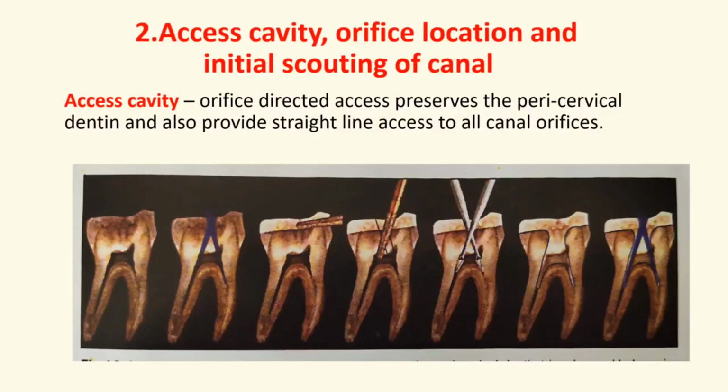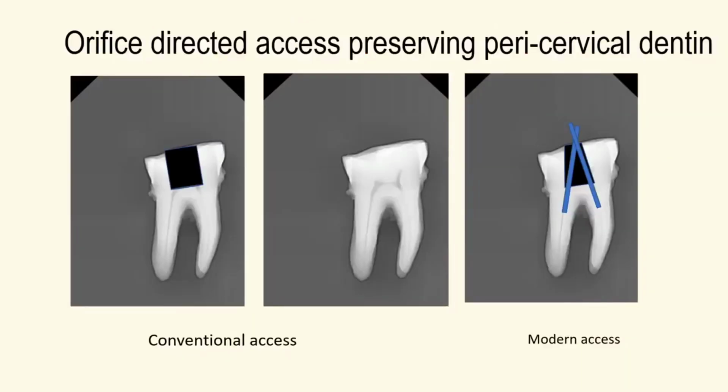Now coming to the second step, we will not go into detail about these steps. Access cavity, orifice location, and initial scouting of canal. Although all our access cavities are driven by caries, attempts should be made to preserve as much dentin as possible. Access cavity should be orifice directed. It will preserve the pericervical dentin and also provide a straight line access to all canal orifices.